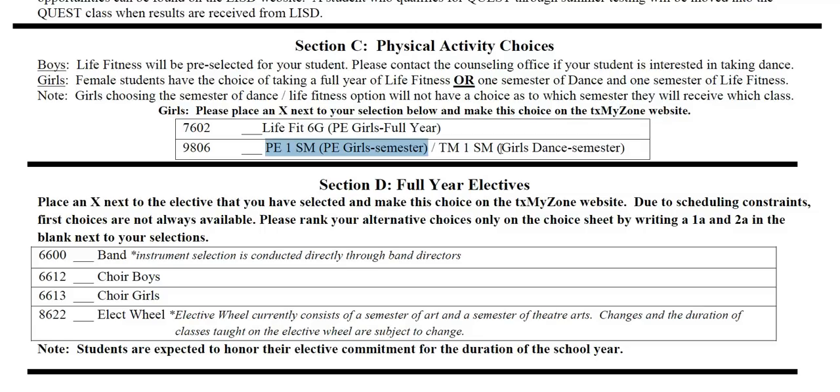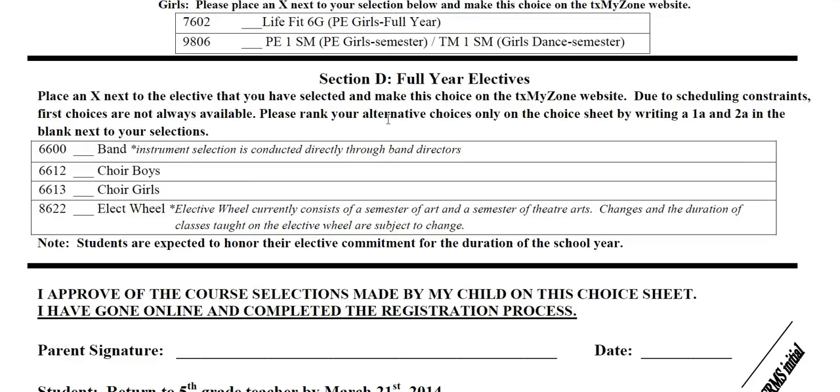And once students sign up for the semester course, we do not change them at semester. So let's say a student is in 6th grade, she takes the Lifetime Fitness course for the first semester, and then at semester she realizes she loves Lifetime Fitness and wants to stay in it. Unfortunately, we ask students to honor their commitment, and so she will rotate out of Lifetime Fitness and go into the dance class. So it's real important that you guys or ladies make this decision wisely, because you'll be asked to honor that decision.